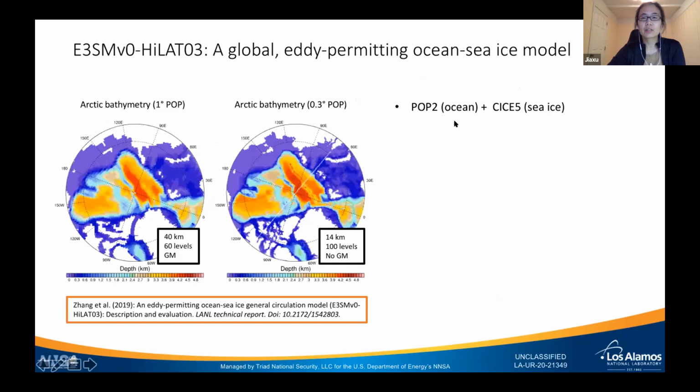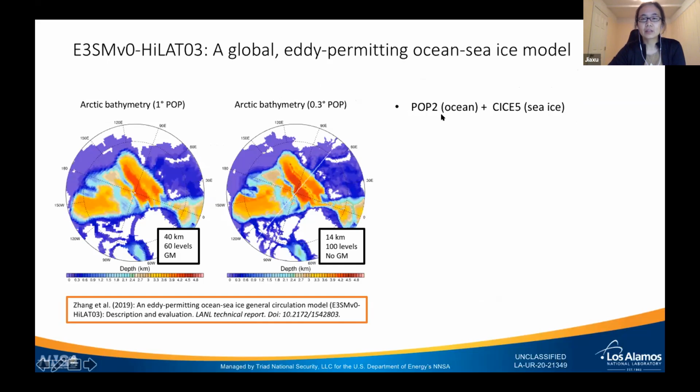In this research, we use the recently developed global eddy-permitting ocean and sea ice model, which we call E3SM version 0, configured for high latitude at 0.3 degree. We use this model to investigate this problem.